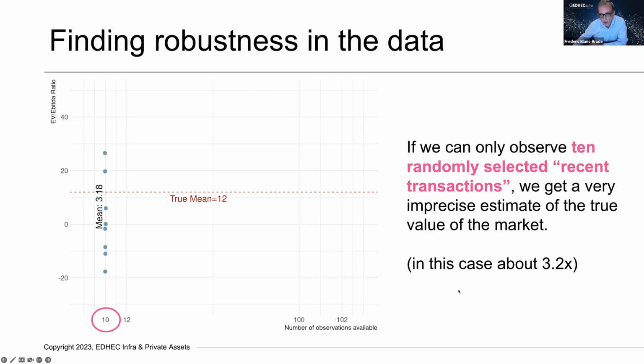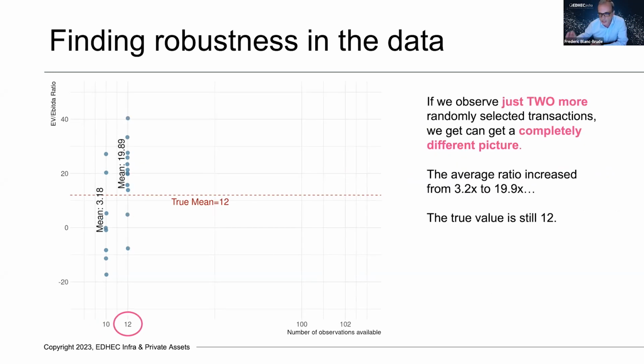Okay. So maybe we could improve this by collecting a little more data. If we get 12 data points, so we just add 2 more data points that we observe randomly, we get a completely different picture. Now we get a ratio of 19.9, but the true value is still 12. So it's still completely weird and completely wrong. And that's because 10 is not robust.